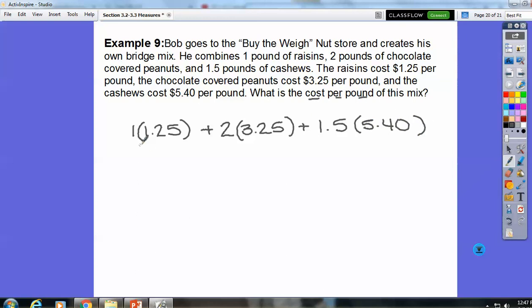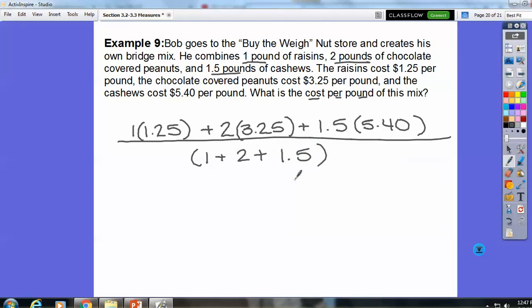Okay, we are trying to find the cost per pound. This numerator, that's giving me my cost. What am I going to divide by? The weight. How many pounds did we purchase? We bought 1 pound of raisins, 2 pounds of chocolate, and 1.5 pounds of cashews. So you would have to add those weights together to get our total number of pounds. So now we just need to calculate this.